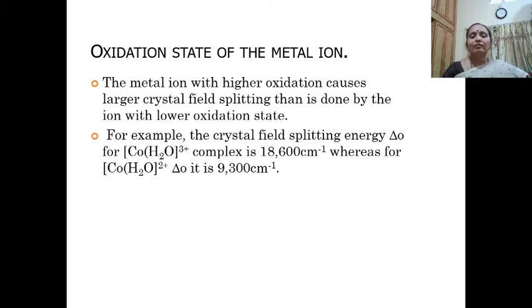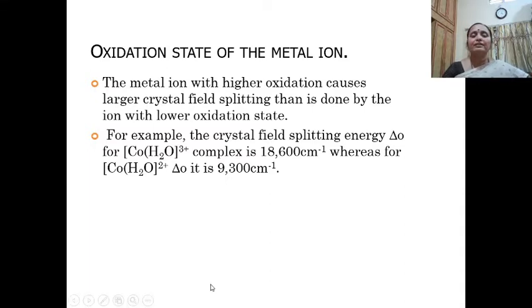The metal ion with higher oxidation state causes larger crystal field splitting than is done by the ion with lower oxidation state. That is, metal ions which have a higher oxidation state are going to cause a greater crystal field splitting than the one with a lower oxidation state.